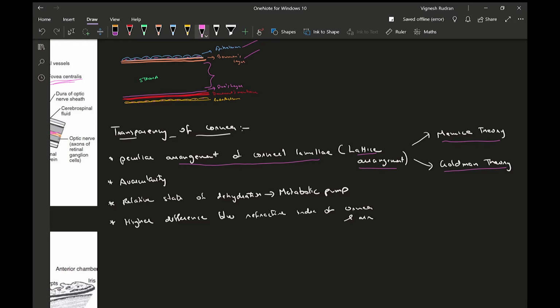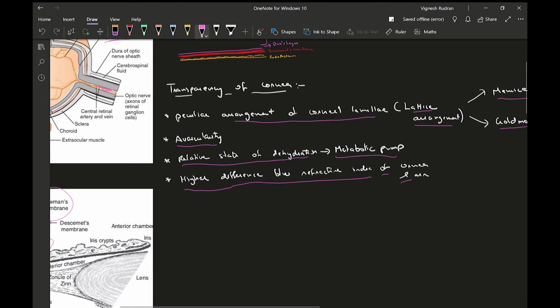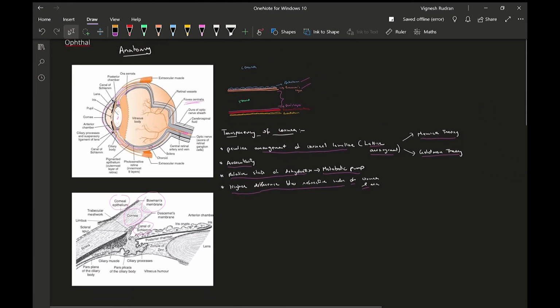Followed by that, you have small points like avascularity, relative state of dehydration due to metabolic pumps and osmotic pumps, and finally higher difference between refractive index of cornea and air. So all these factors contribute towards the transparency of the cornea.